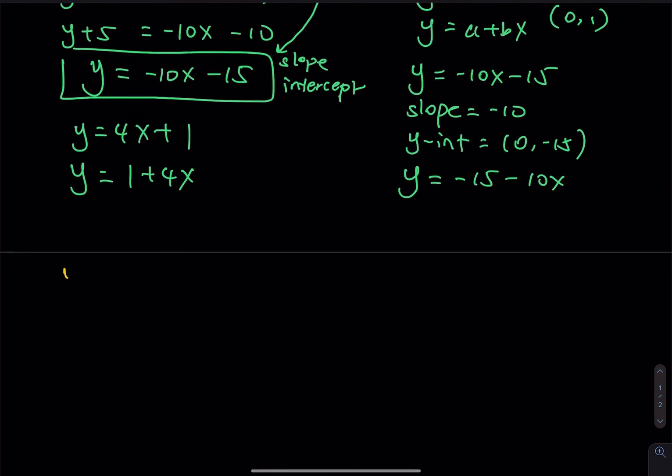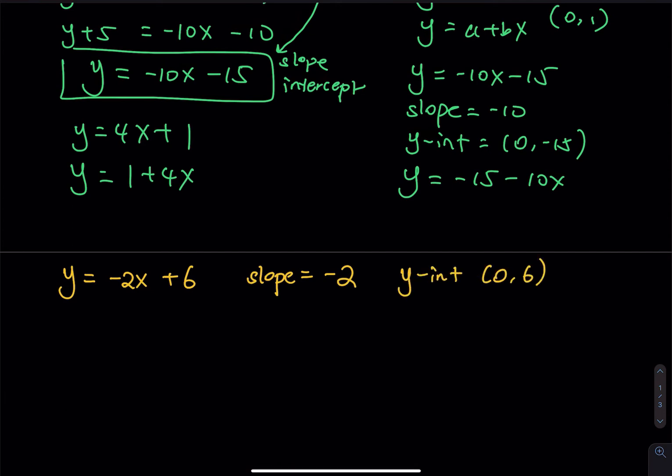So let's say we have y equals -2x plus 6. So the slope or the marginal change is equal to -2, and then the y-intercept is (0, 6), right? No question with that. And this is called slope-intercept form. Okay, so how do we go from slope-intercept to point slope?